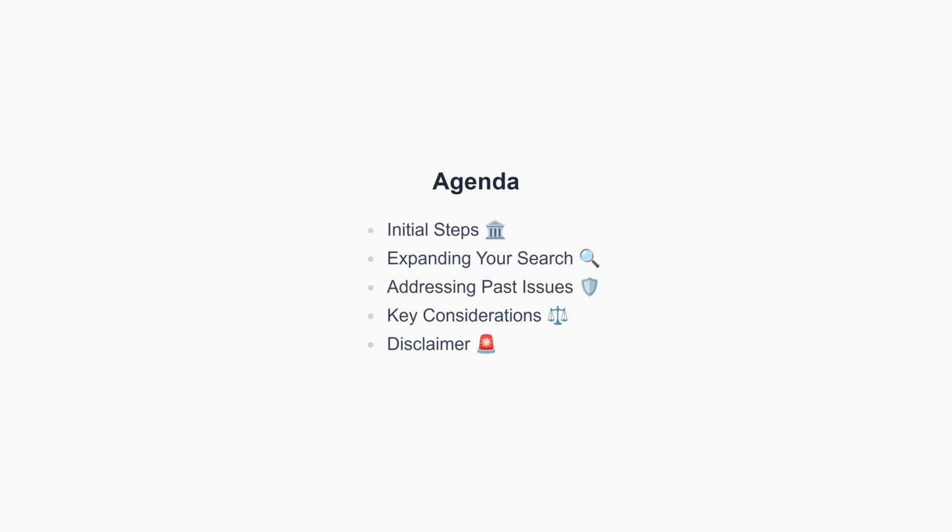Let's start with an overview of what we will cover in this video. First, we will walk through the initial steps you should take when navigating background checks. Then, we'll expand your search to more comprehensive checks. Following this, we will address how to handle any past issues you may have encountered. Finally, we'll discuss key considerations before applying for naturalization and end with a necessary disclaimer.